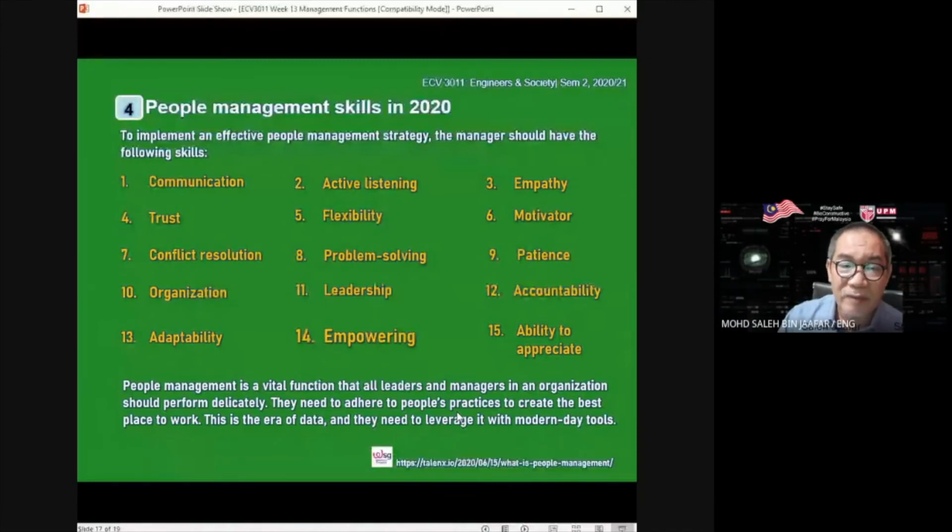Active listening. Probably I want to highlight here that the problem with most of the problems that we have is that we are very quick at judgment. We are very quick in responding. Very quick in speaking and giving our views before we even listen, before we even hear the other side of the story, the other side of the views. So being a leader, a manager, you need to listen.